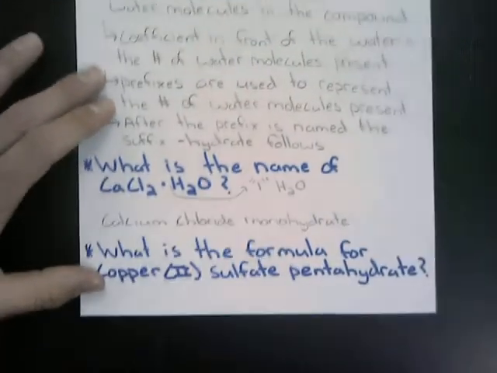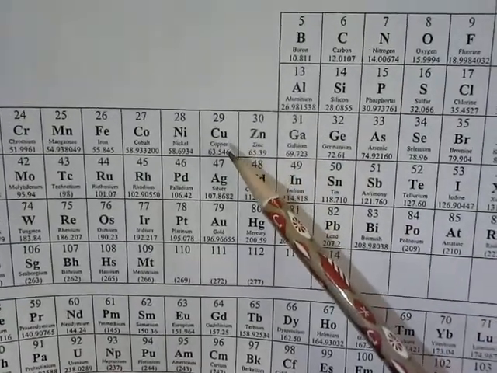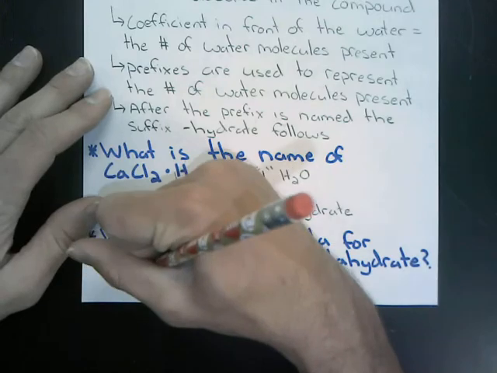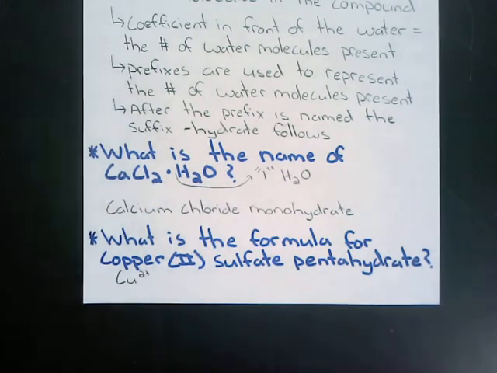Now let's go backwards. Let's go from the name to the formula. So we have copper 2 sulfate pentahydrate. The first thing we need to do is identify the formula for copper 2 sulfate. So again, copper. If we look this up on the periodic table, copper has the element symbol Cu. The 2 represents that it has a 2+ charge.